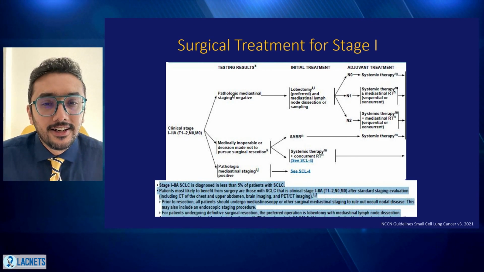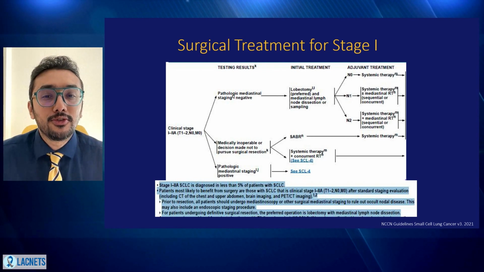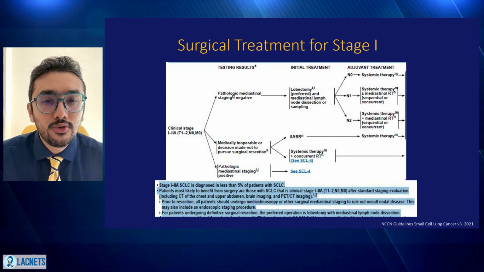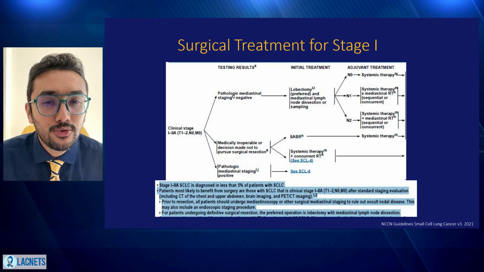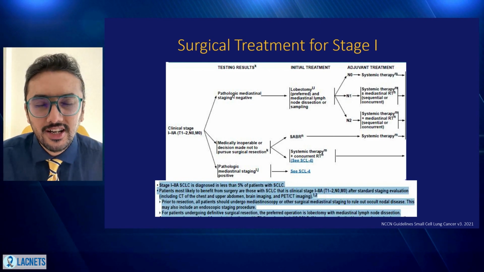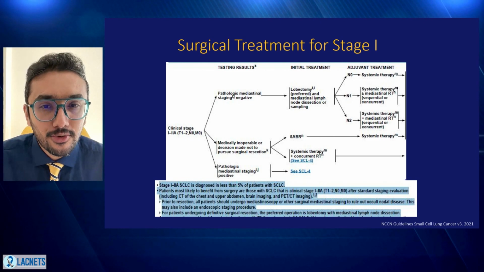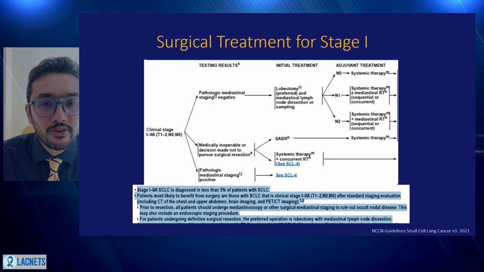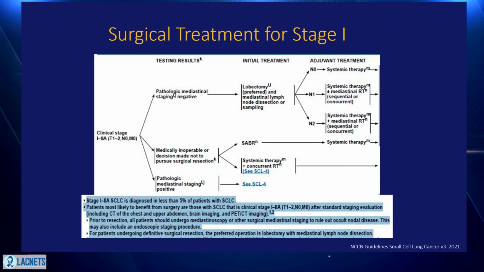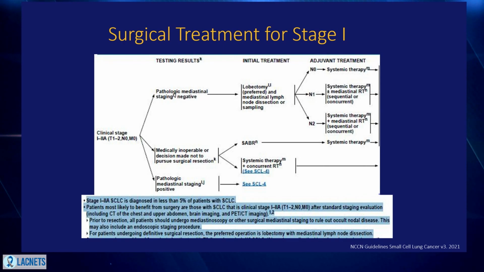And why it's important: for those extremely few cases that we are lucky to catch in stage one, very early, there is a role of surgery. However, these are exceptionally rare scenarios. As I mentioned on the screen here, only 5% or less of patients with small cell lung cancer will be diagnosed that early, in stage 1 or 2. The majority of patients are stage 3 or stage 4.